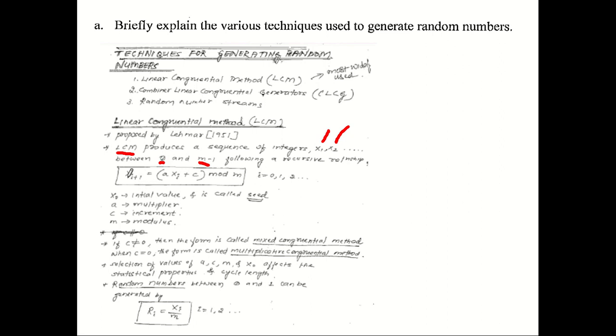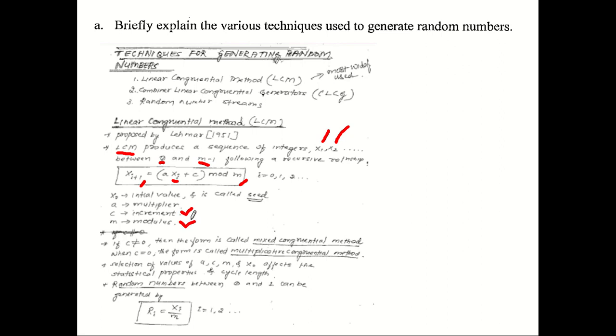See, the equation is stated as follows: x(i+1), the next random number, is equal to (a·xi + c) mod m, where i equals 0, 1, 2, and so on. x0 is called the seed, the initial value, a is called the multiplier, c is called the increment, and m is called the modulus operator.